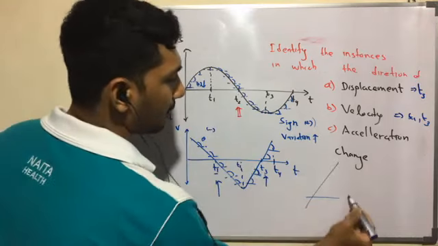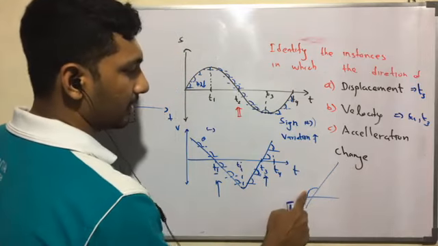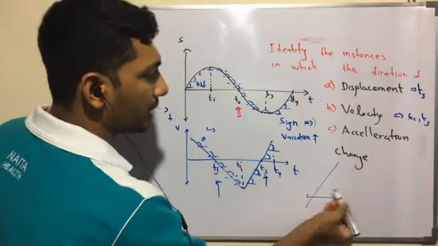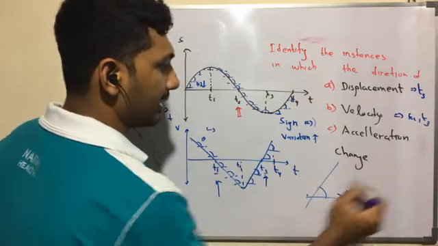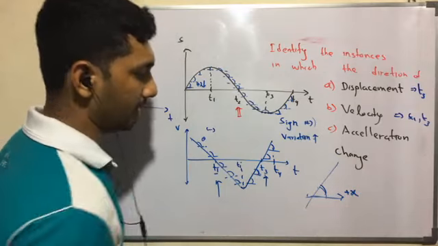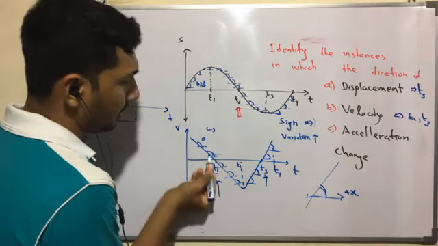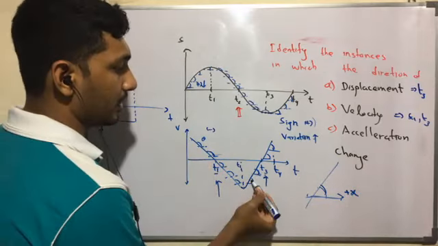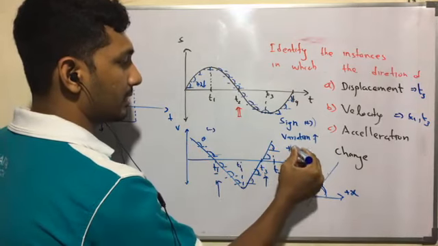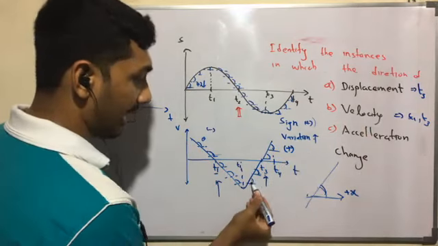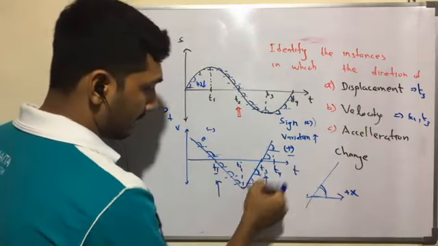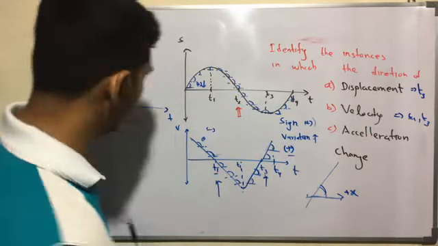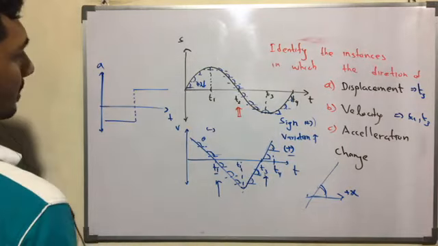So in a graph, you don't go for the angle on this side. Always the angle on the positive side. This is the positive x side. So on the positive side, you go for the angle. You go for this angle, not the angle on this side. So this positive gradient, acute angle means it's positive, and it's a straight line. It is constant. So the positive acceleration is constant.